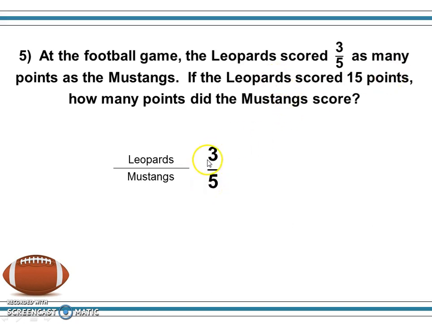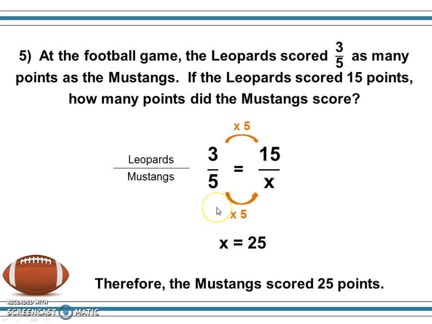Okay, so Leopards scored 15 points. Leopards are on the top here, so I'm going to put 15 over X because I'm trying to figure out how many points the Mustangs scored. I know that 3 times 5 is 15, so 5 times 5 on the bottom is going to give me 25. So therefore the Mustangs would have scored 25 points.